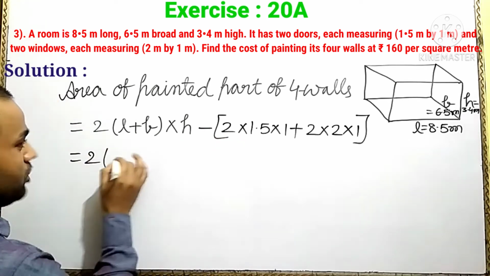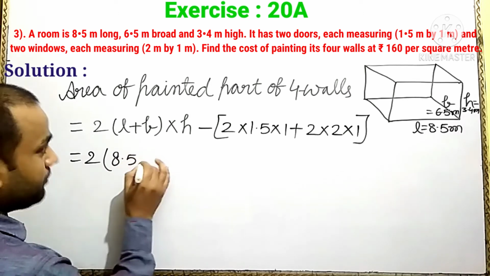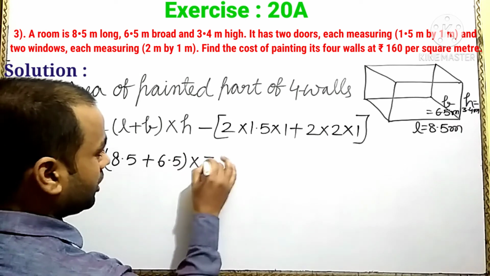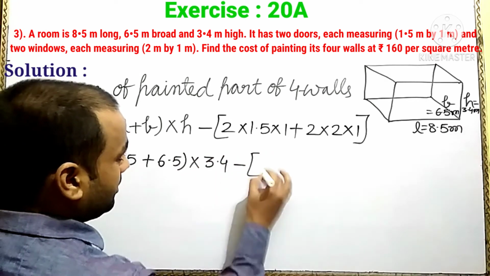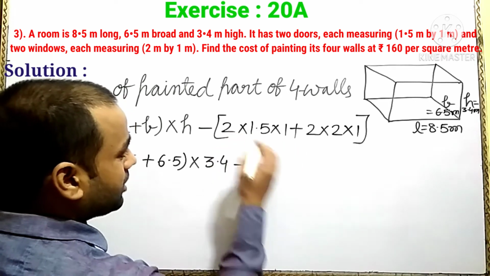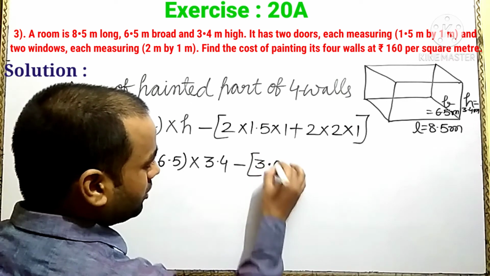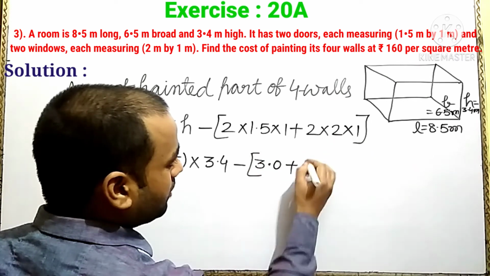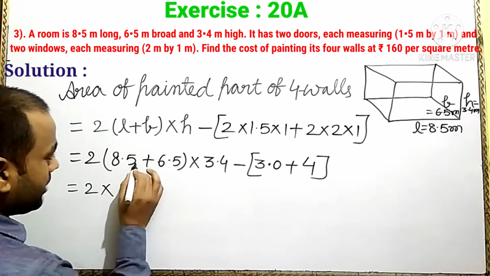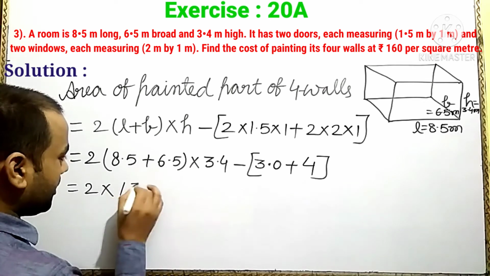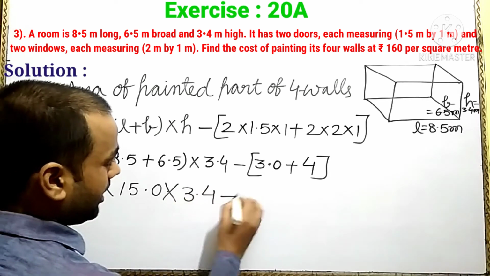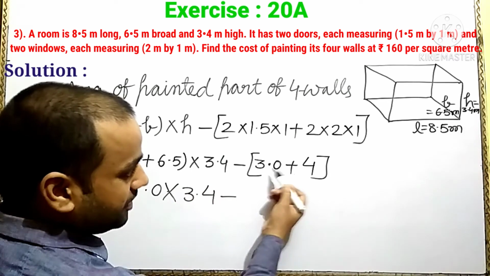So here 2 into (L given 8.5 plus B given 6.5) into H is equal to 3.4, minus 2 into 1.5 into 1. 2 ones are 2, 15 twos are 30. Point, then 3.0 plus 2 twos are 4, 4 ones are 4. 2 into (8.5 plus 6.5) we get 15.0 into 3.4, minus 3.0 plus 4 means 7.